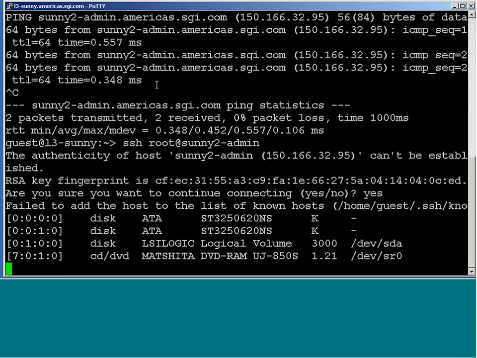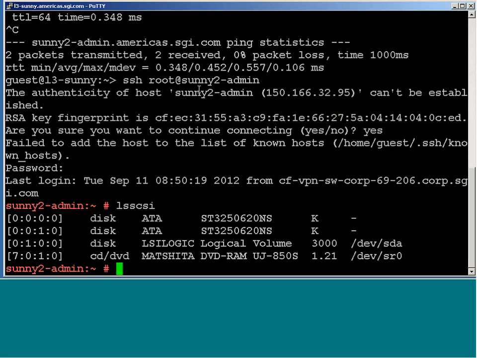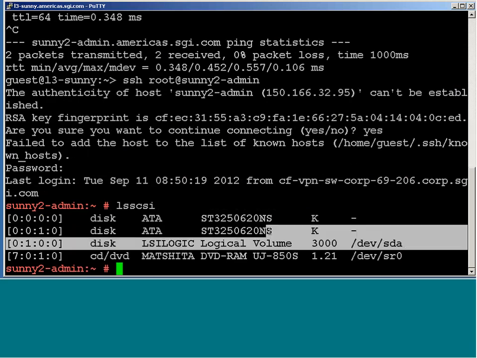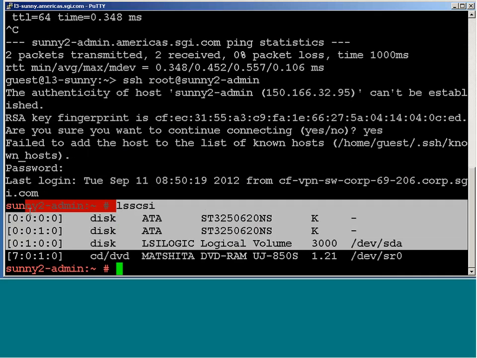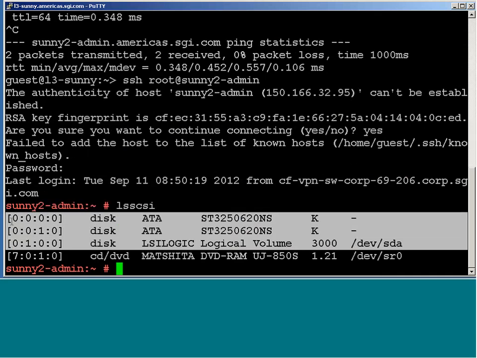LSCSI, this is what a hardware RAID would look like. This is happening at the PROM level.